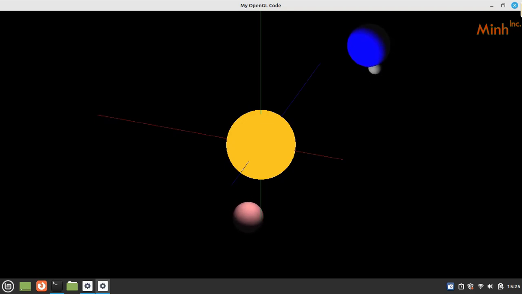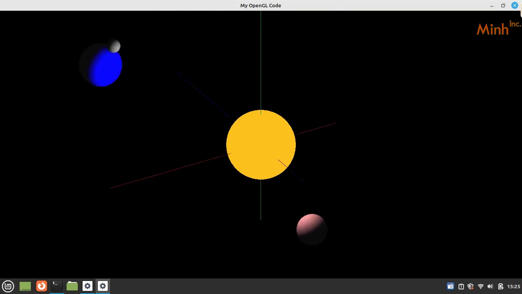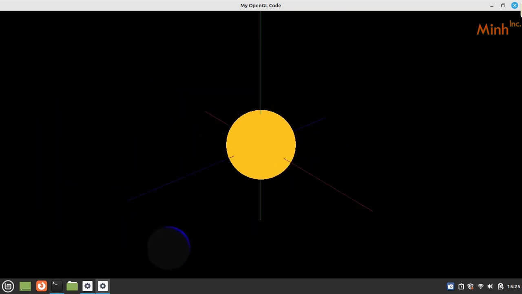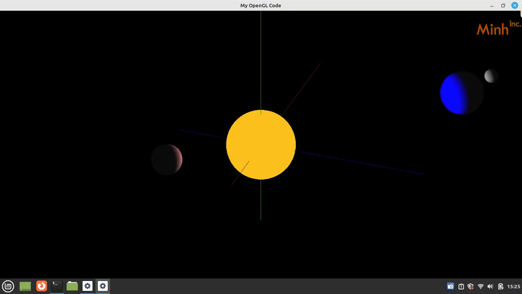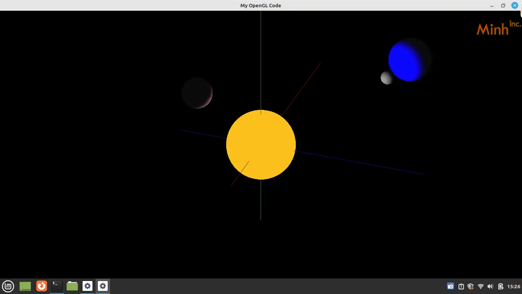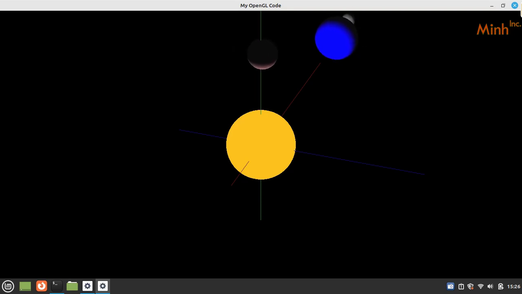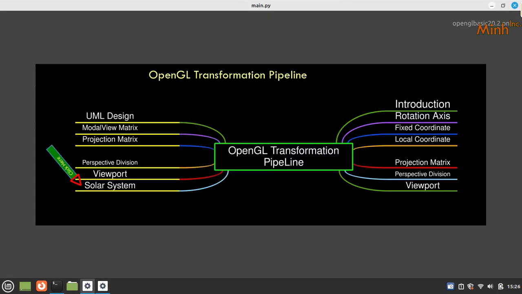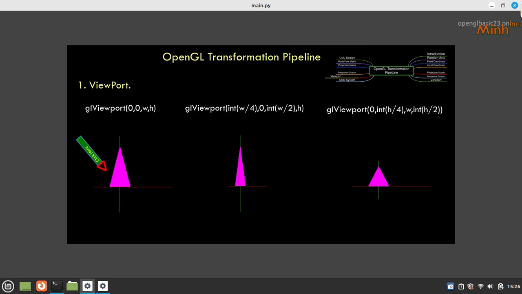So the sun is glowing. There is no shadow on the sun. If I rotate Y, the sun is also rotating, but there is no shadow, whereas Mercury and Earth have shadows because the light source is inside the sun. This way they show the shadow. Okay, so we covered the solar system. We have anyway covered the viewport. In that we saw the example of the airplane.